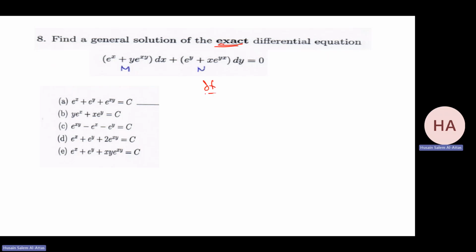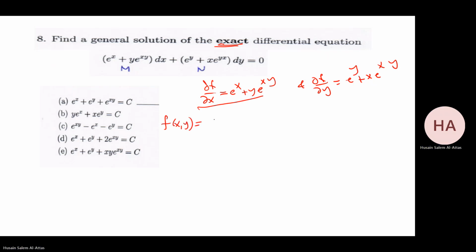So I have partial f with partial x is this one, and partial f with partial y is this one. Okay. Start with this one. So f of x and y is what? Now I'm going to integrate with respect to x, plus differentiate with respect to x, I'm getting this, plus a function of y.